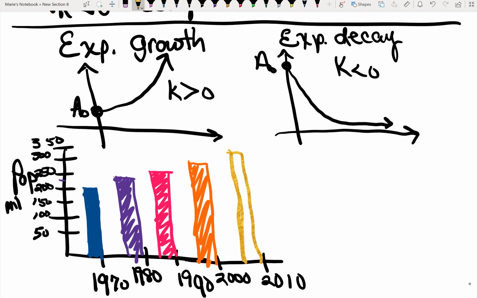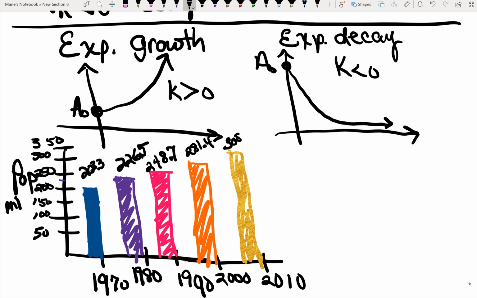I'm doing the best I can to draw the graph just like it looks. All right, so let me give you the numbers again. For the first year, they're giving us 203.3, and for this year, 226.5. For 1990, we're at 248.7, and 2000, we're at 281.4, and lastly at 308.7. Okay, so those are the numbers they gave us.